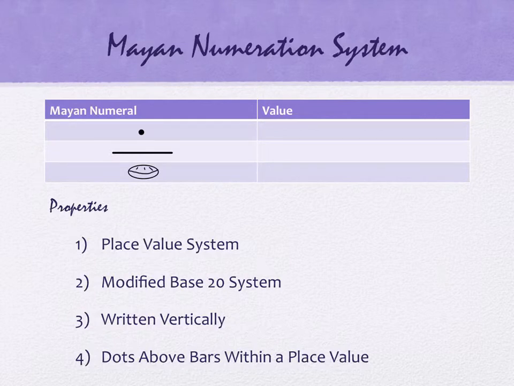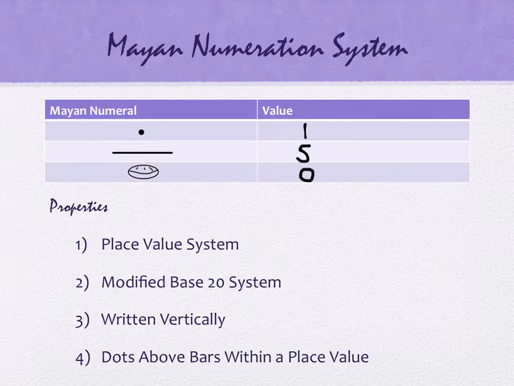Okay. They have 3 symbols. The dot is the first one. What do you think the dot might be worth? 1. Yeah, it is. All right, the next one, you're probably not going to guess right unless you've already looked at something about Mayans. The next one's actually worth 5. Okay, the line is worth 5. And the shell is supposed to look kind of like a seashell. The shell is actually a 0. So we get a placeholder.